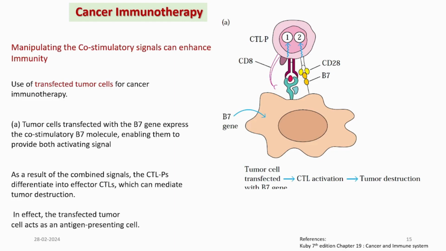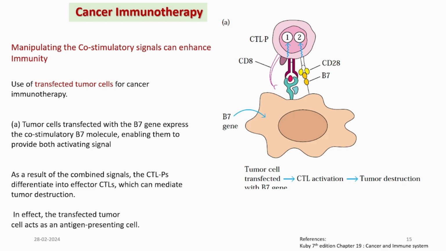Considering these properties of how the cancer manipulates the immune system, we have different strategies which can be used as cancer immunotherapy. The first one is manipulating the co-stimulatory signal that can enhance the immunity. For example, the use of transfected tumor cells for cancer immunotherapy.